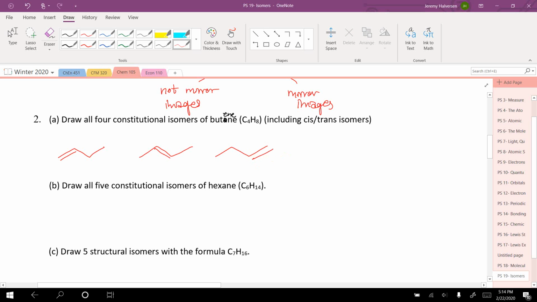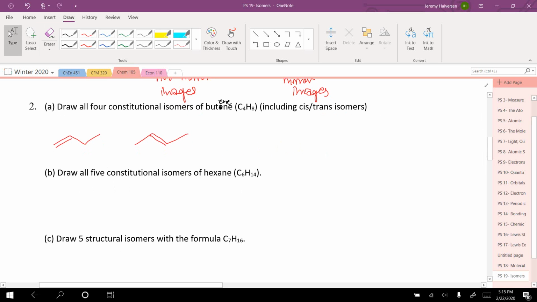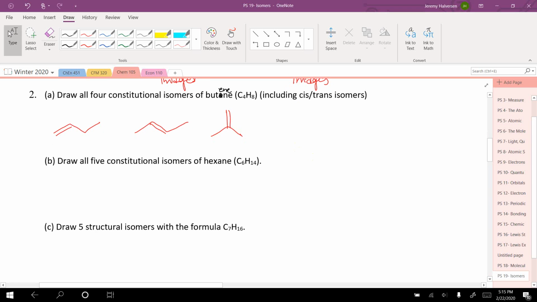Could I put the double bond there? And the answer is no, because this is exactly the same as that. Those are the exact same molecule, just flipped. So as a result, that doesn't count. Okay, other ways that I could do this, I could do this and stick a double bond on one of those. And the last way would be, let's see, oh, I could do a ring.